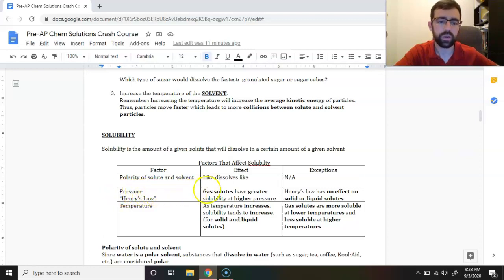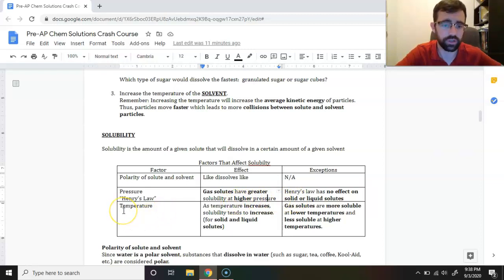Pressure. Now this one only affects gases. Make sure you know this. Pressure only really affects gases. But this is called Henry's law. Gas solutes have greater solubility, so more will dissolve at a higher pressure. Henry's law has no effect on solid or liquid solutes, though. That's kind of the exception. It doesn't have any effect on solid or liquids, only gas solutes.